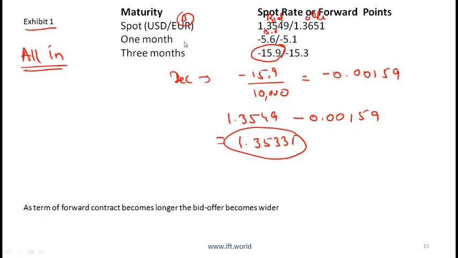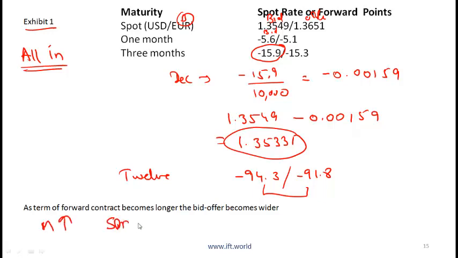If you look carefully at Exhibit 1, you are given the 1-month maturity, you are given the forward points for a 1-month contract, 3-month contract, and then there is also a 6-month contract and a 12-month contract. On the 12-month contract, the forward points are minus 94.3 slash minus 91.8. Now you will notice that the bid offer spread widens as the maturity goes up.